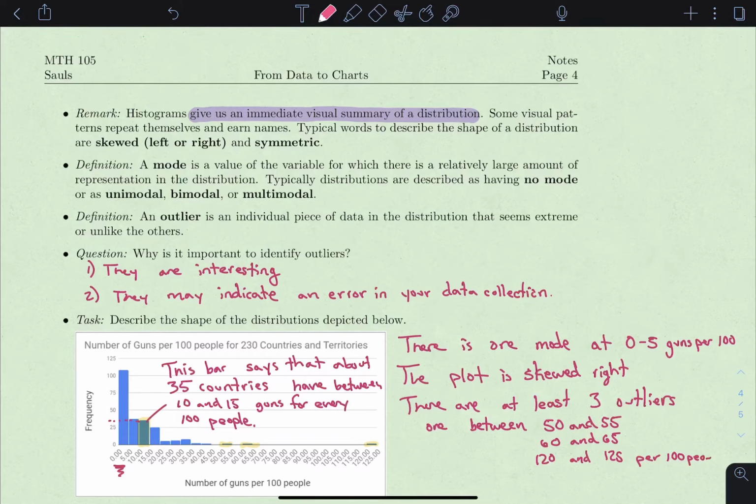one has between 60 and 65, and another country has between 120 and 125 guns per 100 people. And you can ask yourself what that means. And guess which country that is. So let's look at 2 more examples.